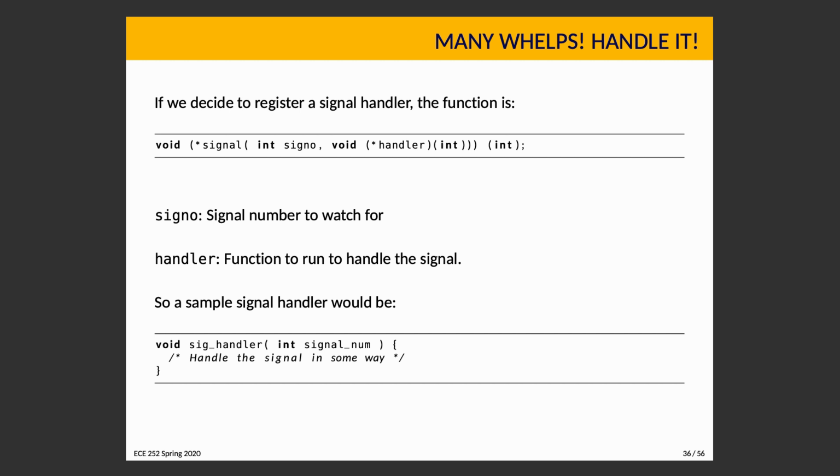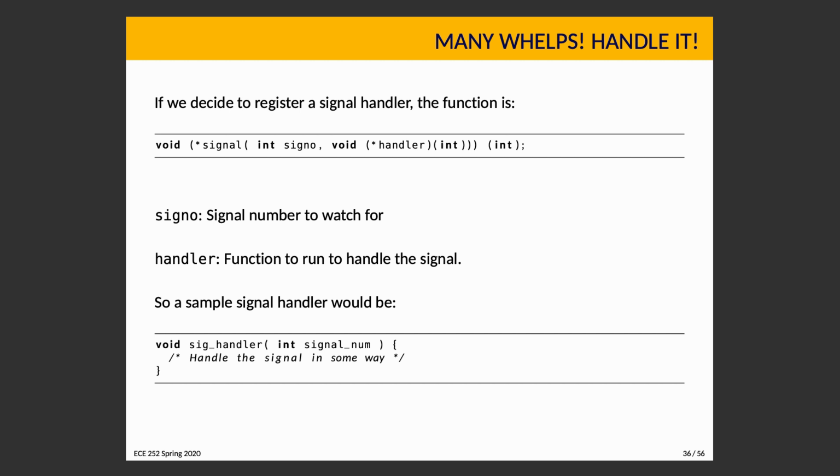But what we are saying when we want to do this is we want to register for a given signal this handler. It will make more sense when we actually see an example, but we are saying when signal X occurs, run function foo. So in our definition, signo, that's the signal number to watch for. So if we want to catch SIGINT, we would provide SIGINT here. And handler is the name of a function to run to handle the signal.